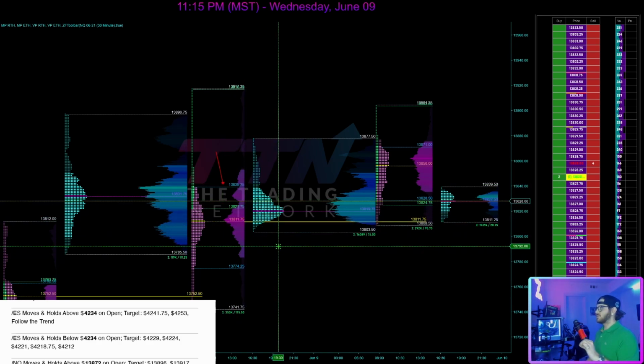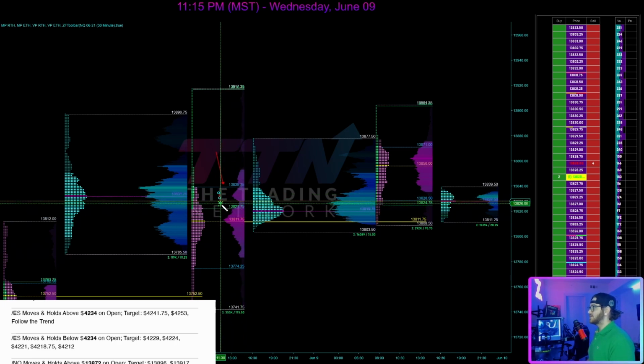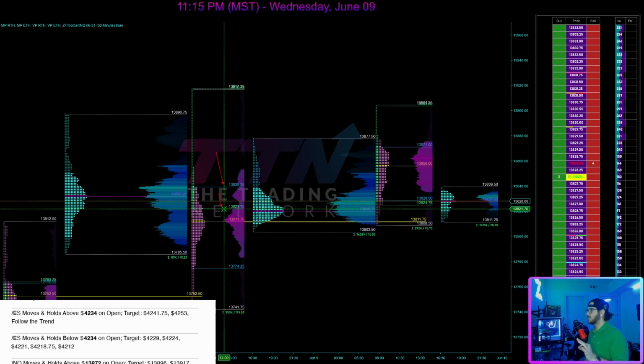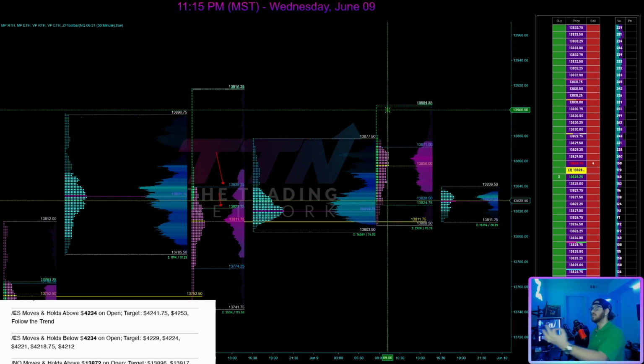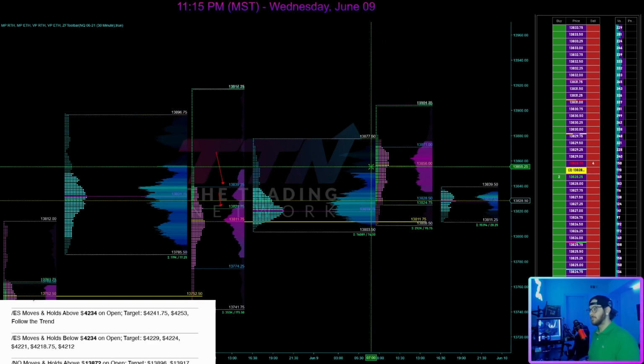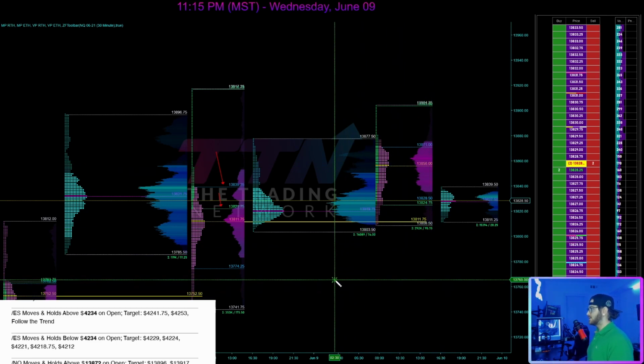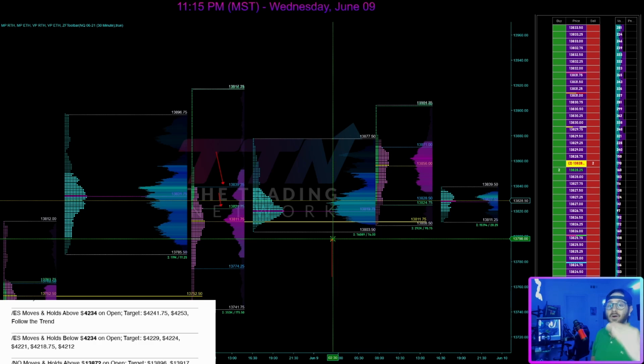Second downside target, 13,821. That was yesterday's initial balance low. So this was the low of the opening 1 hour range right here. Once again, hit in the initial balance, the opening 1 hour range of today's session. The third downside target was 13,803, and we did not hit 13,803 at all in the session. So we only had 2 downside targets hit. We had 1 upside target hit.